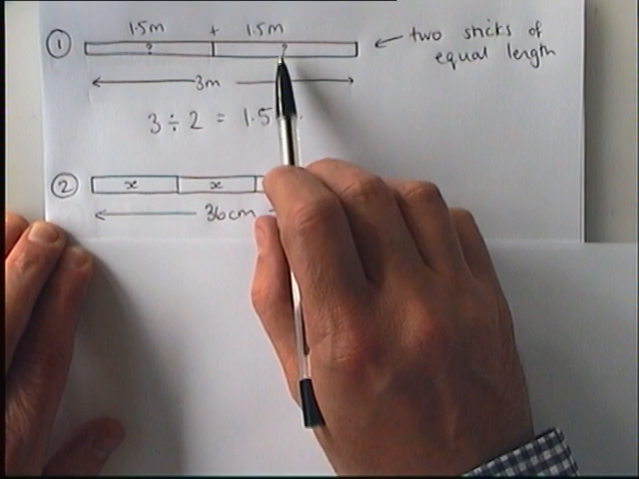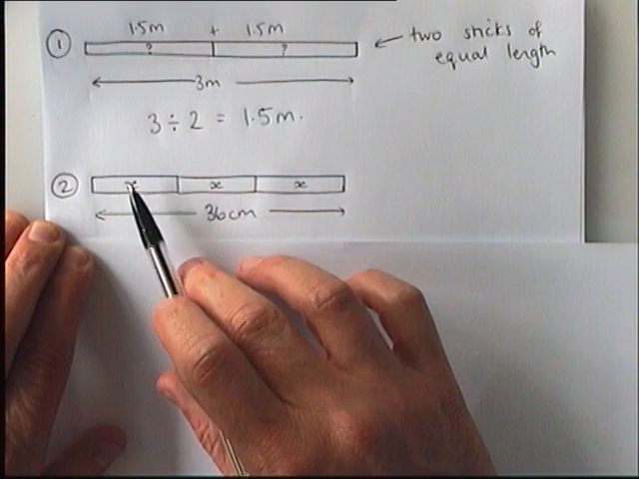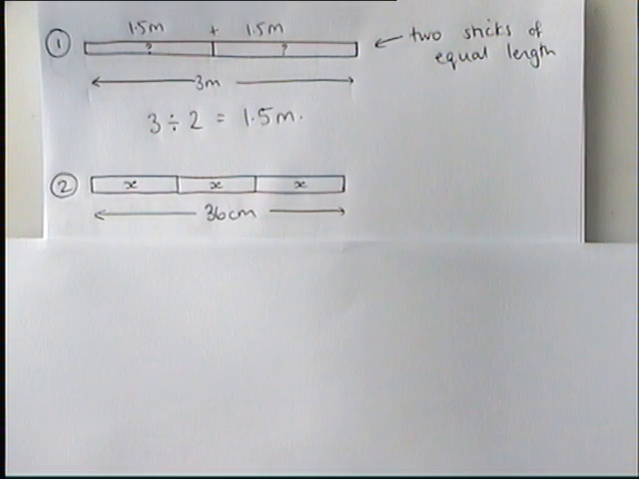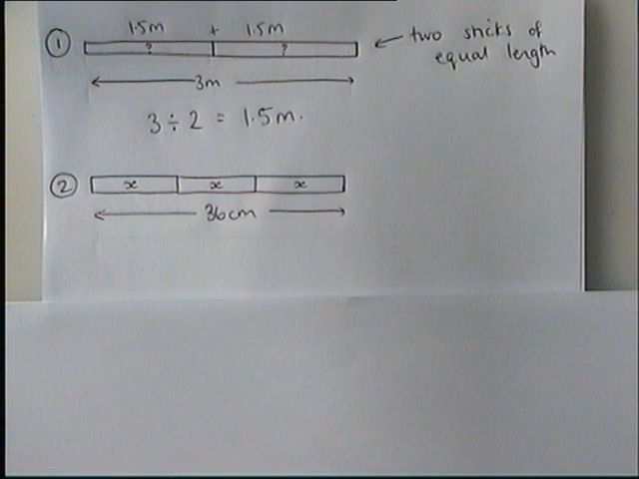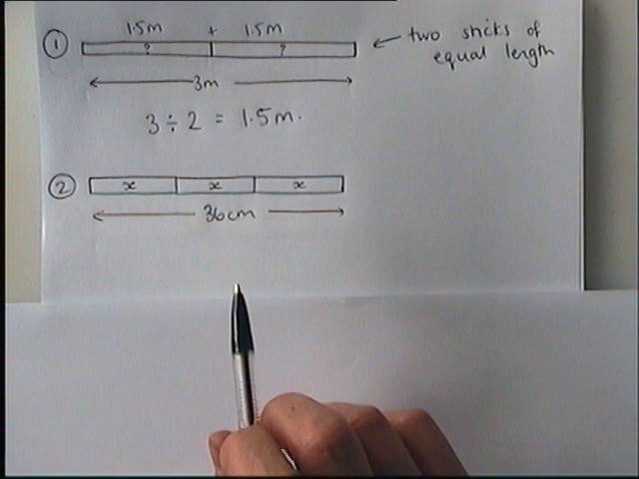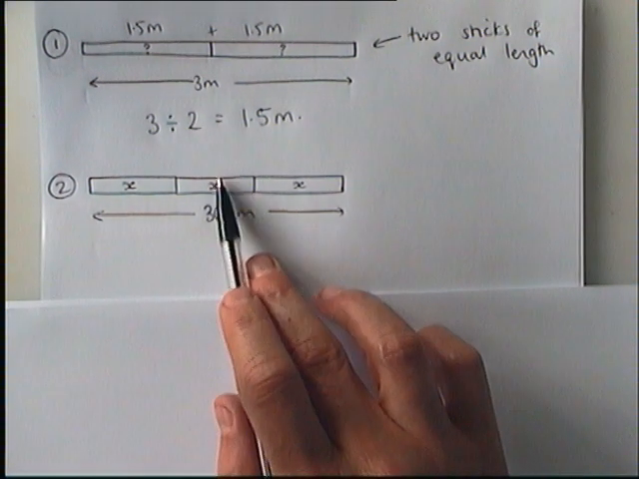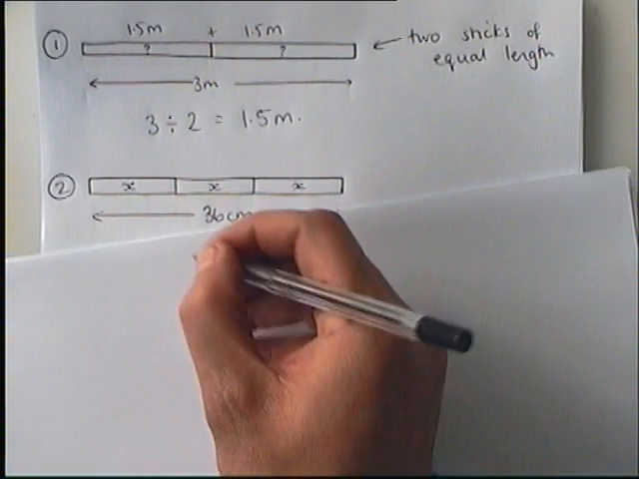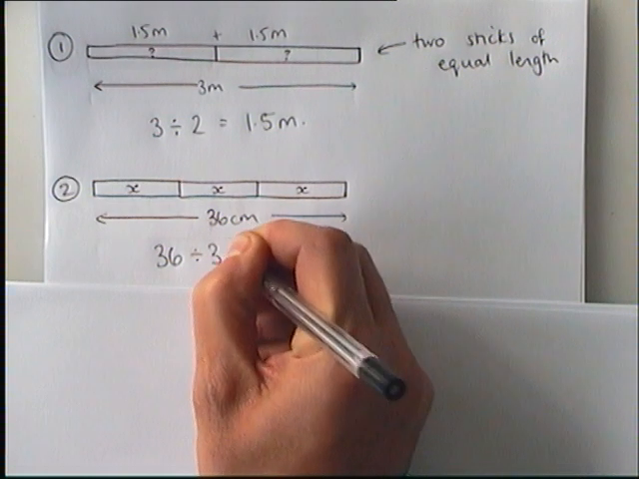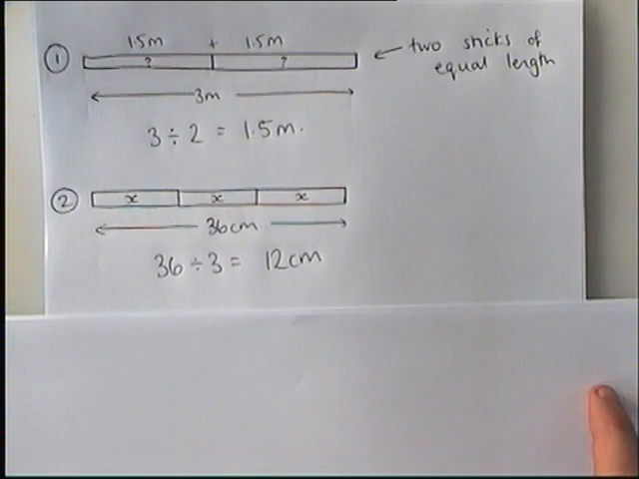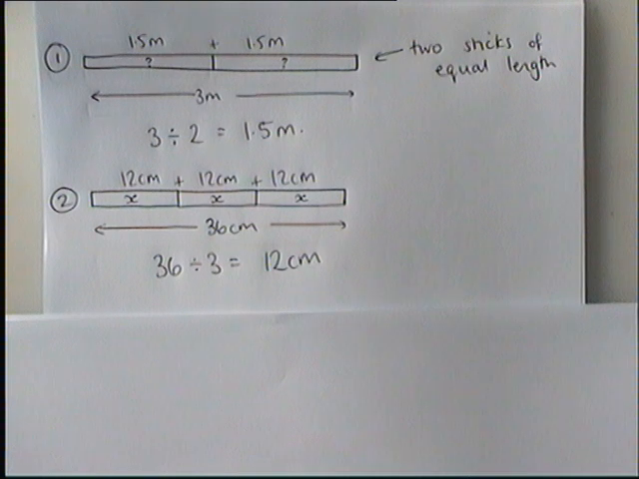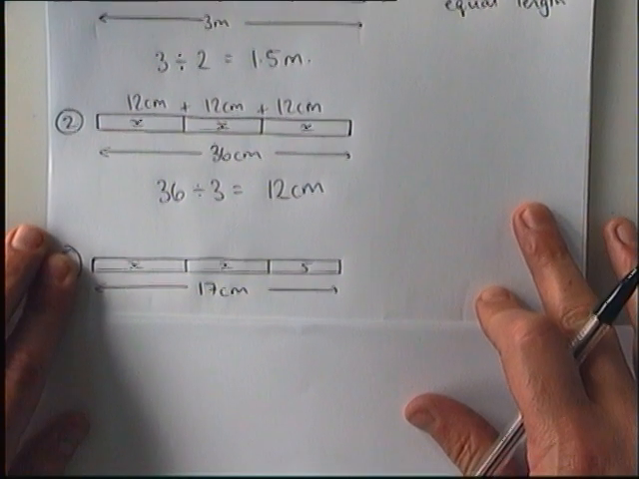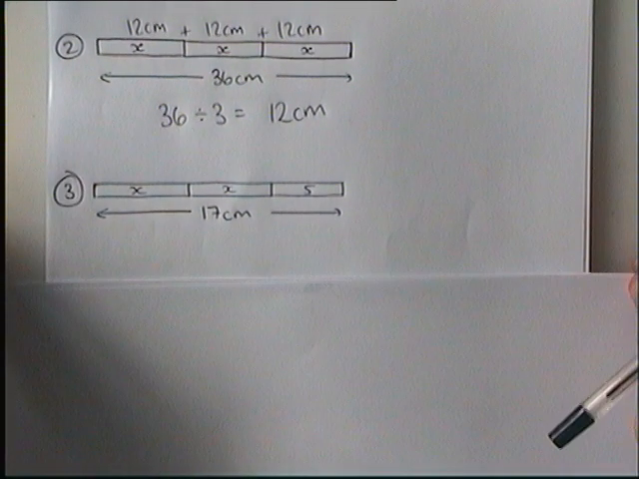Let's try a second question, a similar one. This time though, rather than putting question marks, I put the symbol X. Now I've got 3 pieces of wood, here they are, and the total is 36 centimetres in this case. Let's have a think about how you might work out the length of each of these pieces of wood. The total is 36. It needs to be divided equally into 3 pieces. So we are doing 36 divided by 3, which is 12 centimetres. Let's just check that that is correct. 12 centimetres plus 12 centimetres plus 12 centimetres. Type that on a calculator, you do indeed get 36 centimetres.